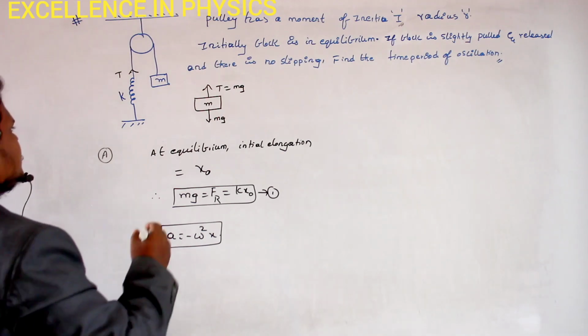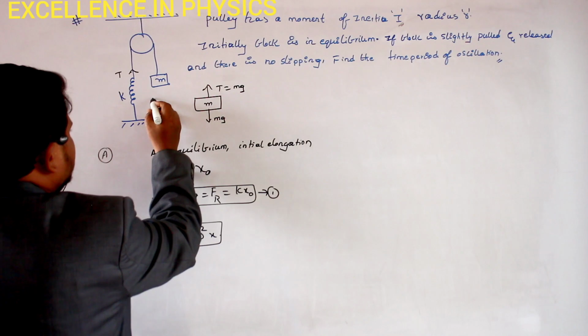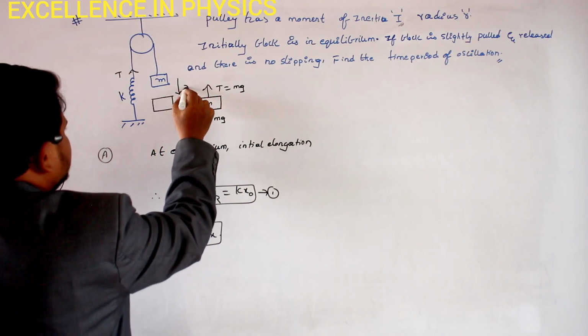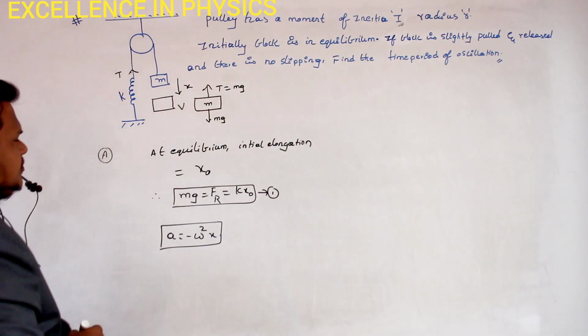So let us see how we can do this calculation. Let us consider that after a time of t, I pull this system downwards, so let us assume this mass has come down by a distance of x, and here let its velocity be v. Clear, no, ma?